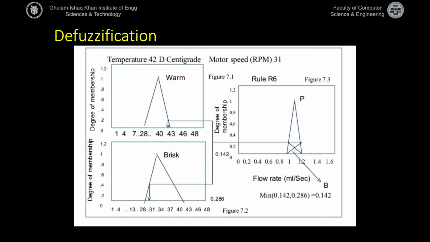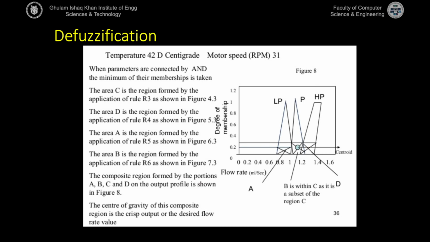Now you've got four different output values, and for all of these different values we need to find the centroid. We have got four different regions now, like I said, A, B, C, D, and all of these regions are colored here, as you can see. Now we need to find the centroid of all these regions. The centroid of all these colored regions comes out to be this particular point, and if you look at it, this is close to 1.1 milliliters per second.